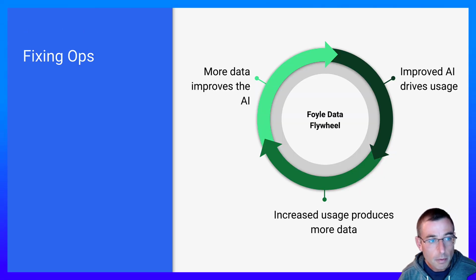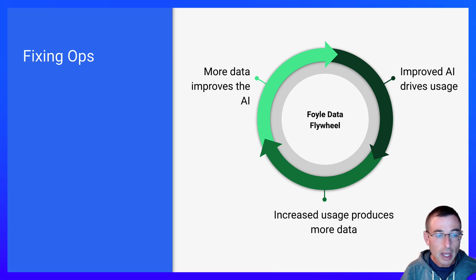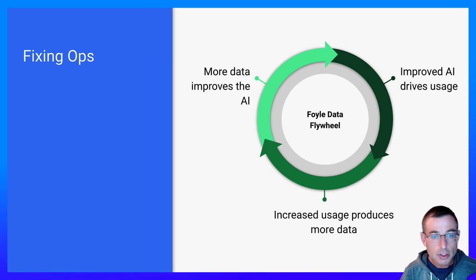And finally, what we want to do is create a data flywheel. And with this data flywheel, the more data we have, the more we can improve the AI. And as the AI gets better, hopefully we drive increased usage of the AI Copilot because users are getting more value out of it. And this in turn leads to more data, which we can use to further improve the AI, creating a flywheel.